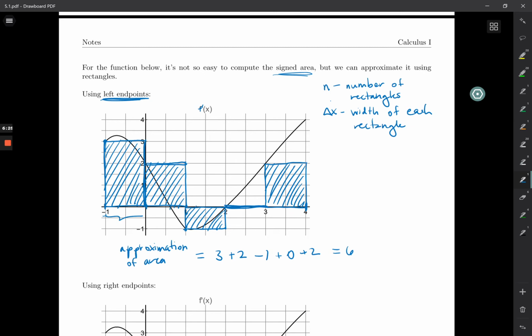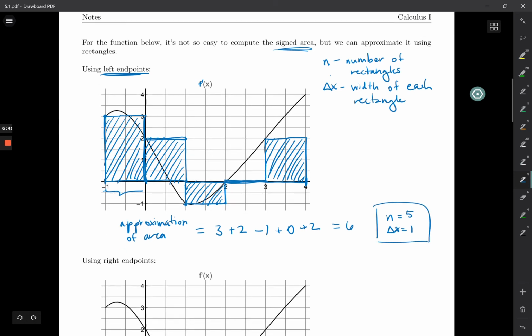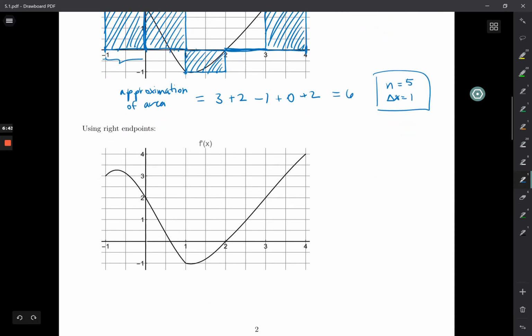And just to be complete, the number of rectangles that we used in this approximation was 5, and the width of each of them was 1. So our delta x was 1. Right? Okay. And we can do the same thing just using the right endpoints. So here we're going to use the same number of rectangles. So we're going to use n equals 5 over the same interval. So our delta x is going to be 1 as well.